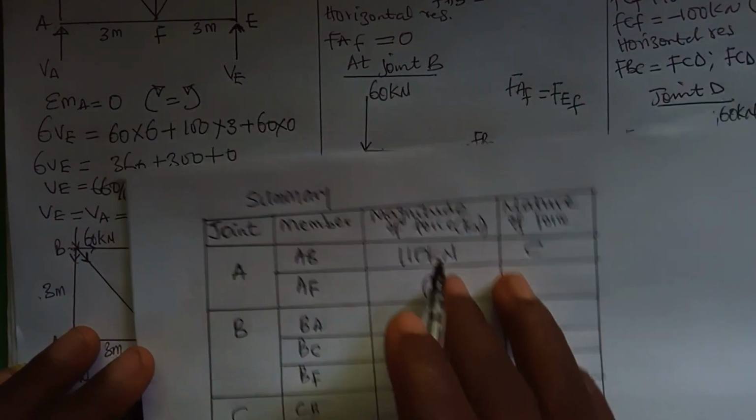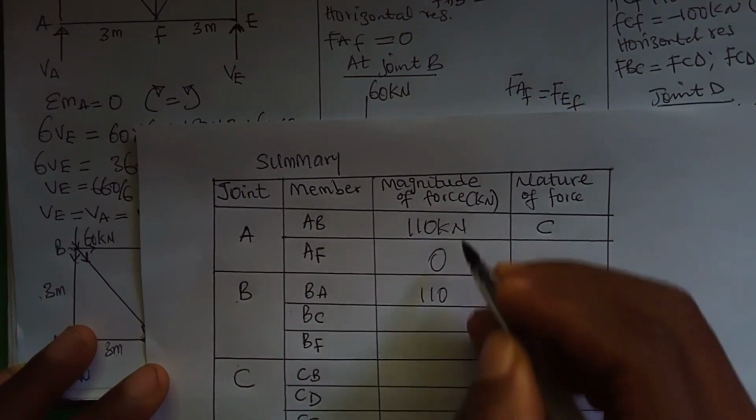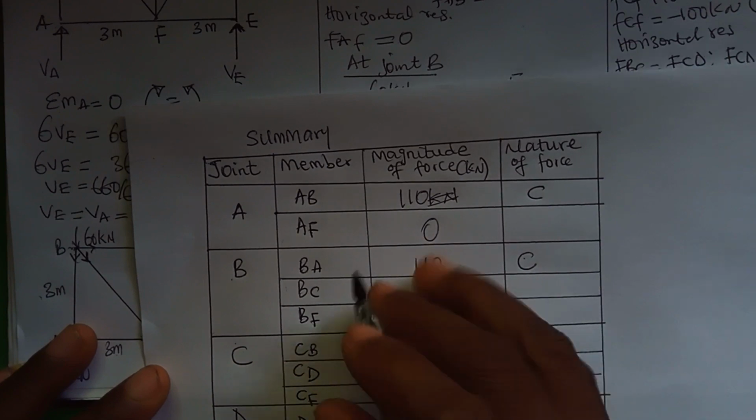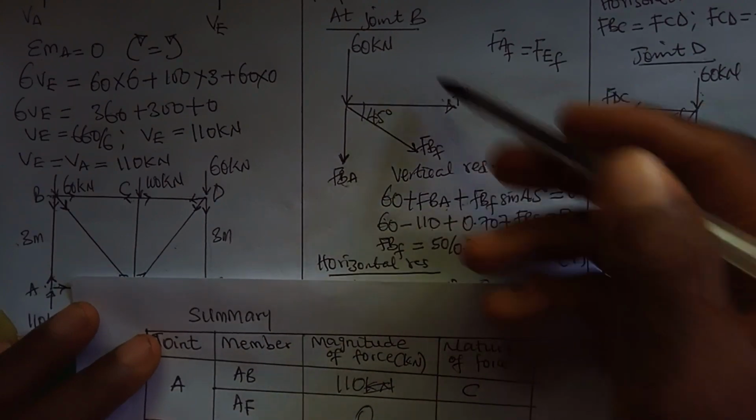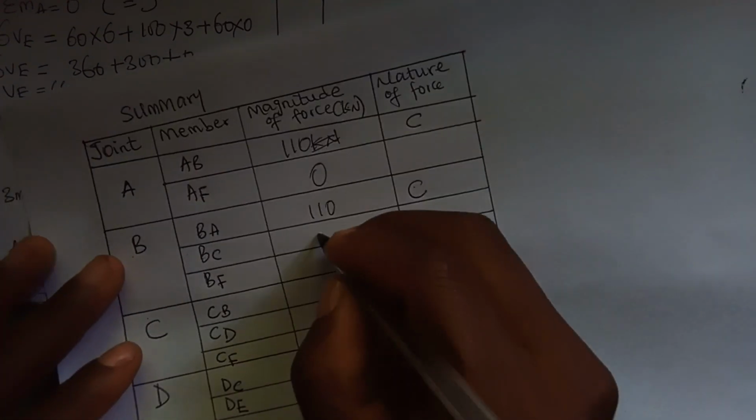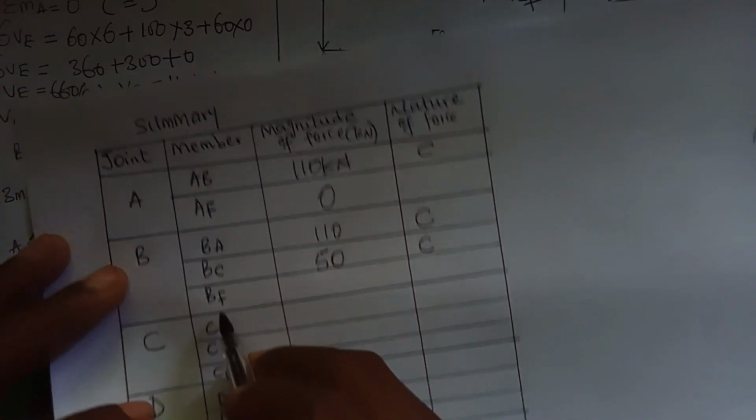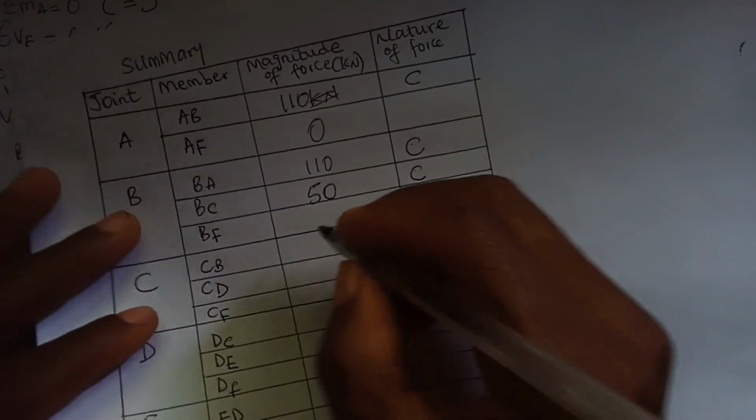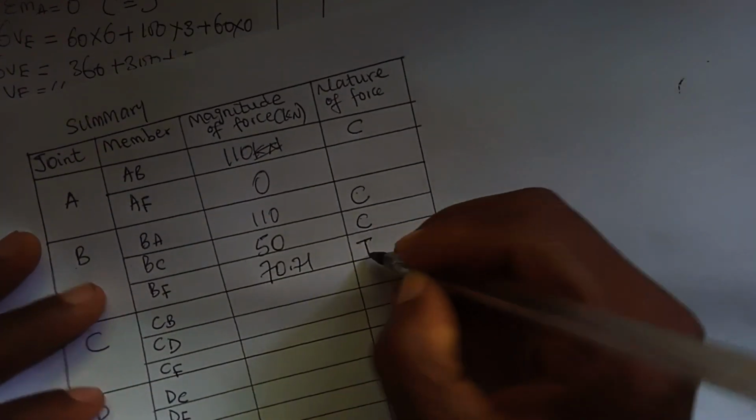Then at joint B, we got our BA to be what? BA is the same thing as AB, which is 110. Let's not put kilonewton again since we have it here. And it's also compression. What about BC? We have our BC to be minus 50, so that is 50, compression. What about BF? BF is 70.71, tension. Then go to joint C.